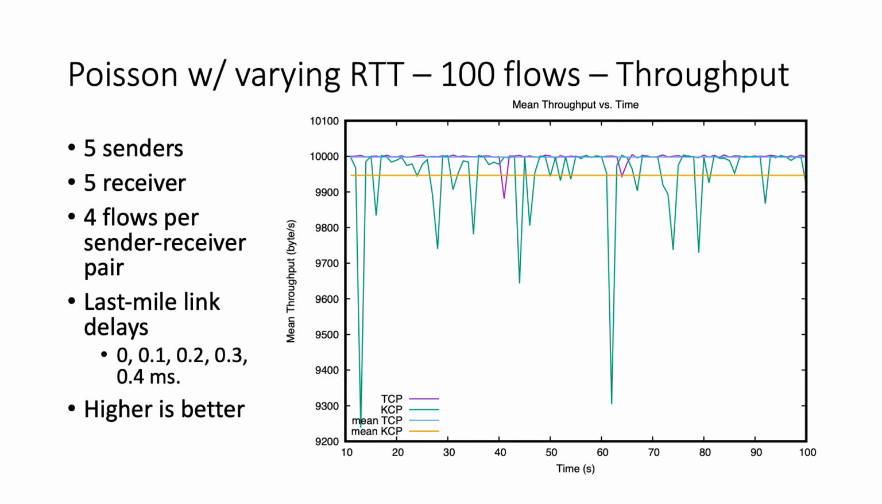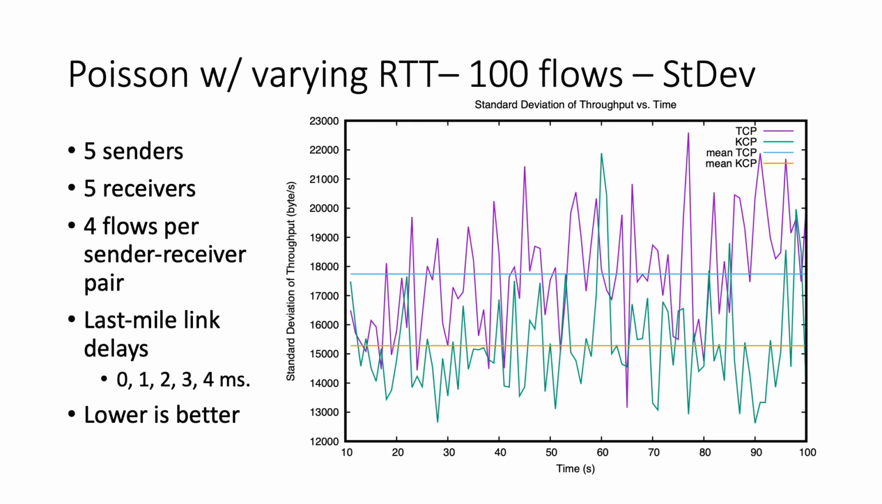Again, higher is better, and we see that TCP is able to saturate the bottleneck link reasonably well. KCP does an okay job as well, but it also drops quite significantly at certain points in the simulation, and its average is lower than TCP's. Now let's take a look at the standard deviation. We see that the standard deviation of throughput for TCP is higher than that of KCP again, indicating that KCP is indeed fairer in this case as well.